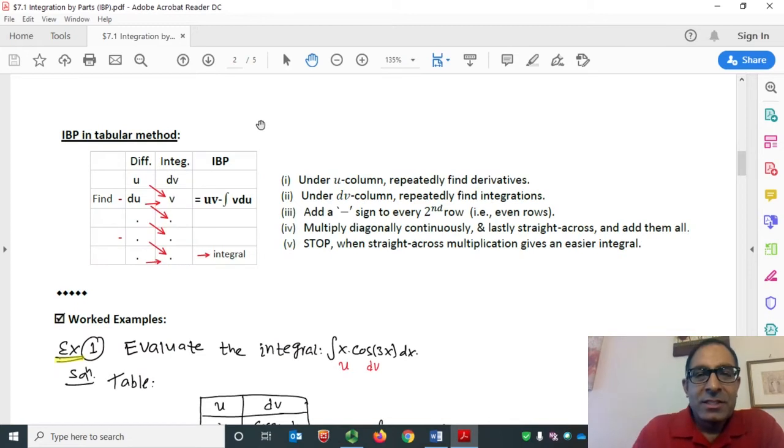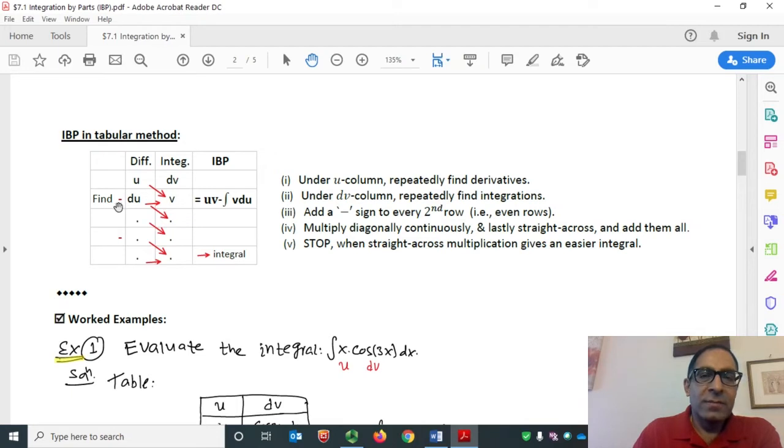Let me scroll down. Let me explain the IBP technique in the tabular method. There are two columns. One is the u column, where u should be differentiable. The other is the dv column, where dv should be integrable. Under u, take the derivative, so the derivative of u is du. Under dv, take the integral, so the integration of dv is simply v. Then multiply the second row by a negative sign.